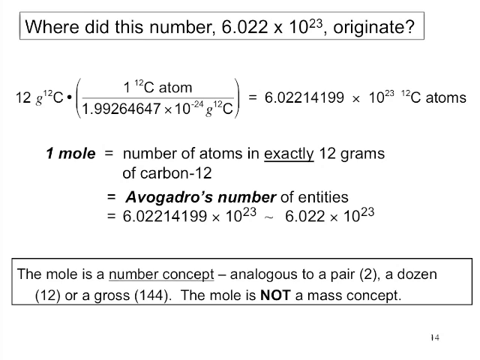That's it. It is not a mass concept. So, for example, when we're talking about a dozen eggs, we think 1 dozen, and we simultaneously think 12 eggs. So in chemistry, when we think about a mole of, say, copper atoms, we simultaneously think about 6.022 times 10 to the 23rd copper atoms, and we haven't said a thing about mass yet.